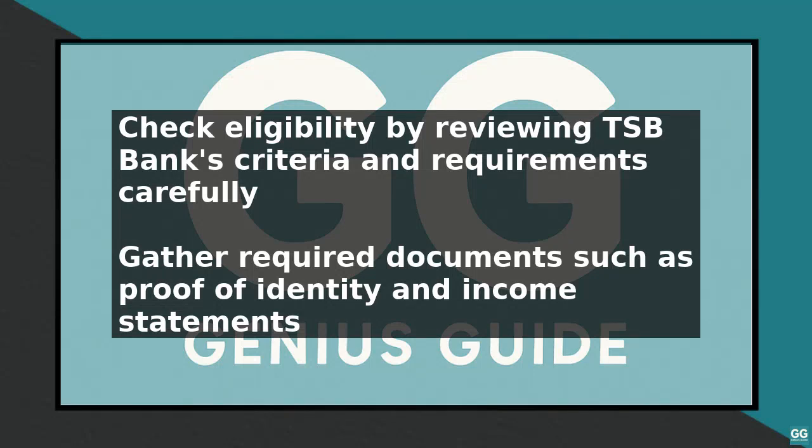To apply for a TSB Bank overdraft, follow this step-by-step guide. First, check if you are eligible for an overdraft by reviewing TSB Bank's eligibility criteria, which typically includes being a current account holder, being at least 18 years old, and having a regular income.